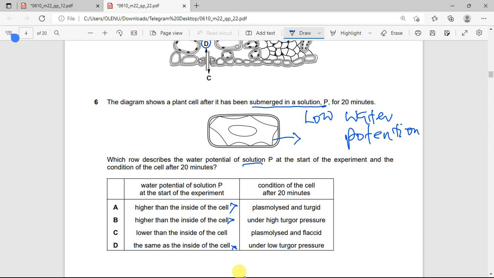So plasmolyzes and becomes flaccid. So the answer is C. Is C, right. So, 7.